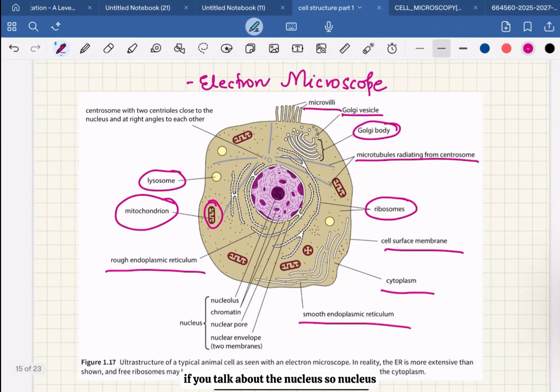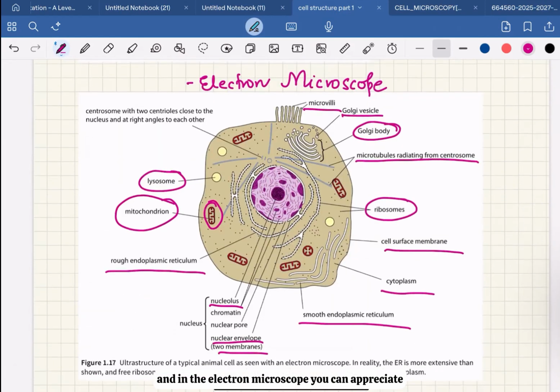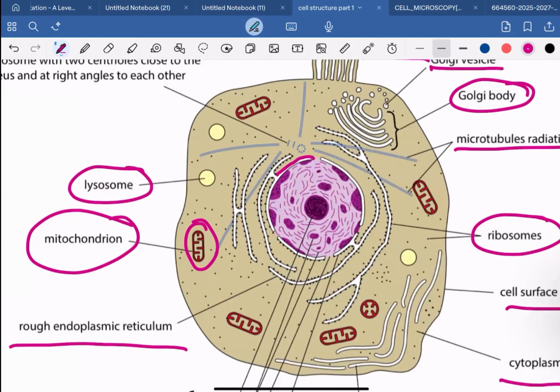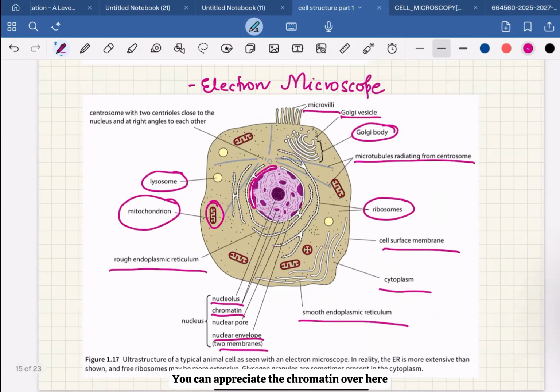Now if you talk about the nucleus, the nucleus is now more deeply stained, and now you can see the two membranes of the nuclear envelope, right? Now in the light microscope, you can only appreciate one membrane of the nuclear envelope, and in the electron microscope, you can appreciate two membranes of the nuclear envelope over here like this. These are the two membranes of the nuclear envelope. You can appreciate the chromatin over here, the chromatin threads. You can appreciate the nuclear pores over here as well.